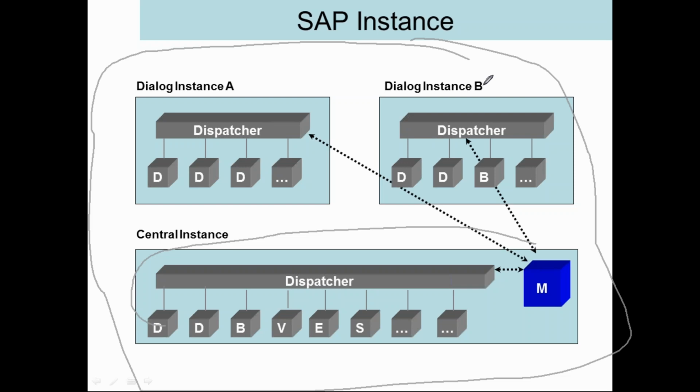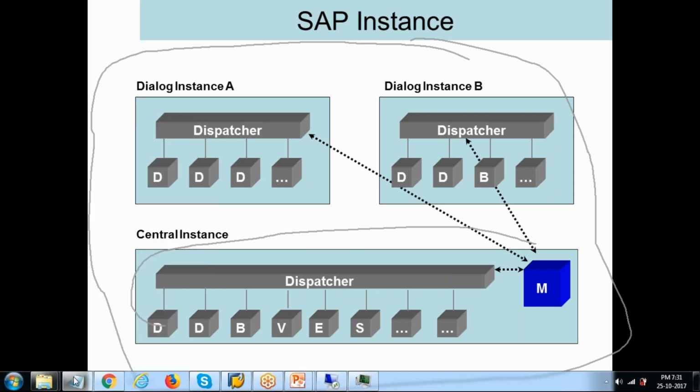In one application server, there is only one central instance. The remaining 99 are dialog instances. Clear? So in one application server, how many central instances will there be? Only one central instance. The remaining are all dynamic instances. We already discussed this, just know it.